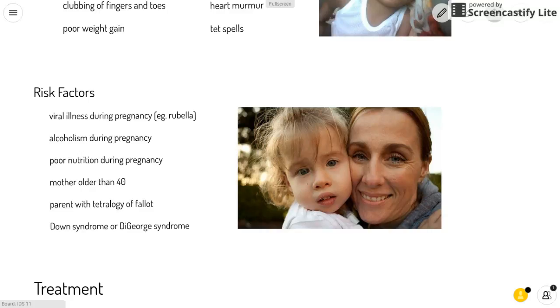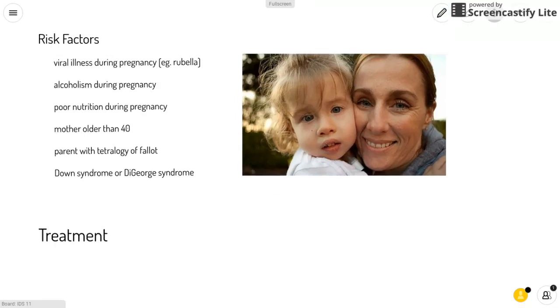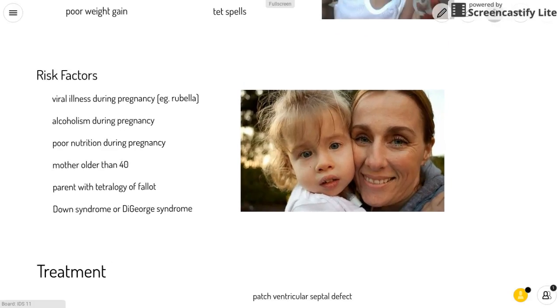Down syndrome is when you have an extra chromosome 21, and DiGeorge syndrome is when you have a defect in the chromosome 22. And this here is a child who has DiGeorge syndrome.